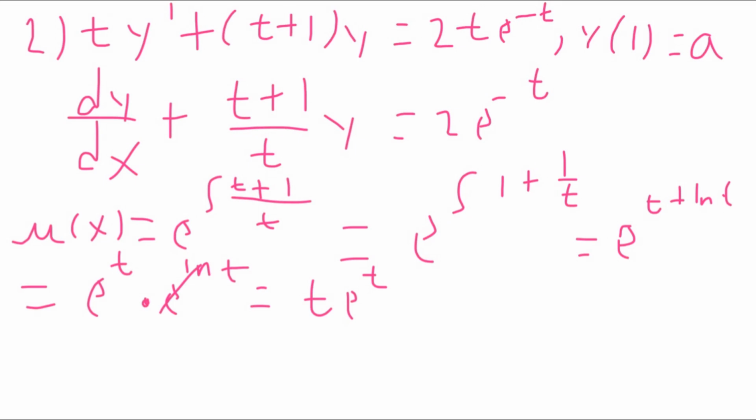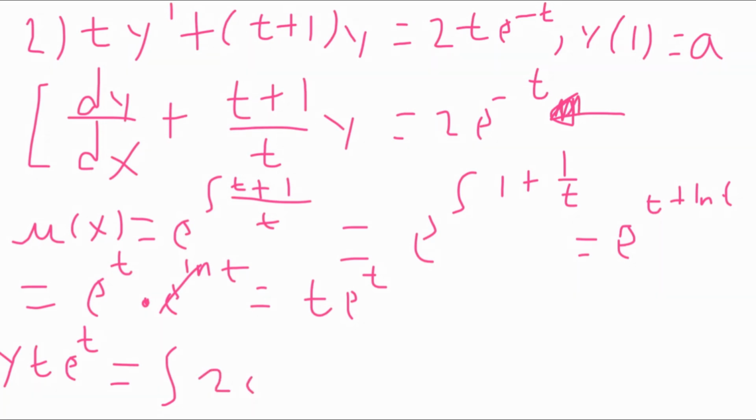So now that we have mu of t, as I mentioned before, we're going to say y mu of x, so y t e to the t is going to be equal to the integral. We're going to use this equation, and we're going to use the other side, so q of x right here.